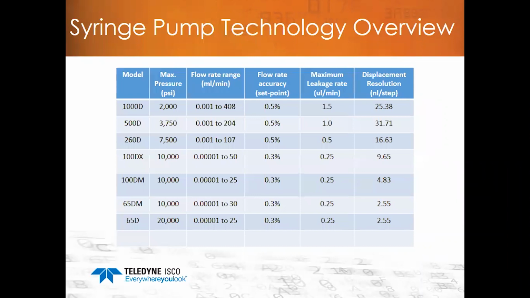You can see that in the last 3 columns. The smaller pumps have the highest accuracy, the lowest leakage rate, and the lowest displacement resolution number. For example, on the 1000D, the flow rate accuracy is plus or minus 0.5%. The maximum leakage rate is 1.5 microliters a minute, and the displacement resolution is 25.38. This is compared to the 65D, which has a flow rate accuracy of 0.3%, a leakage rate of 0.25, and a displacement resolution of 2.55.